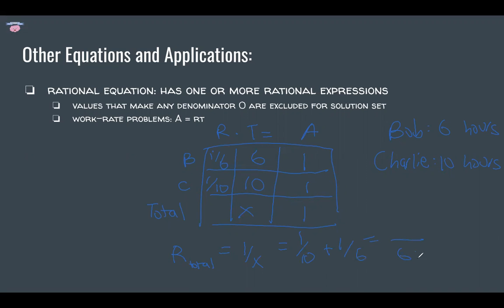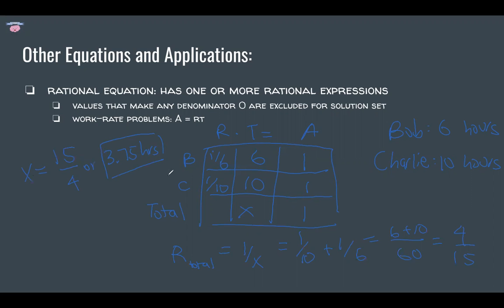And if you simplify this, you'll get 6 plus 10 over 60, and simplifying even further, you'll get 4/15. That's not what they're looking for though, because that's the rate at which they work. They're asking for how much time. So 1/x is equal to 4/15. You can take the reciprocal, do a bit of algebra, and you'll find that x is equal to 15/4, which is also written as 3.75 hours. So that's how much time they'll take working together.